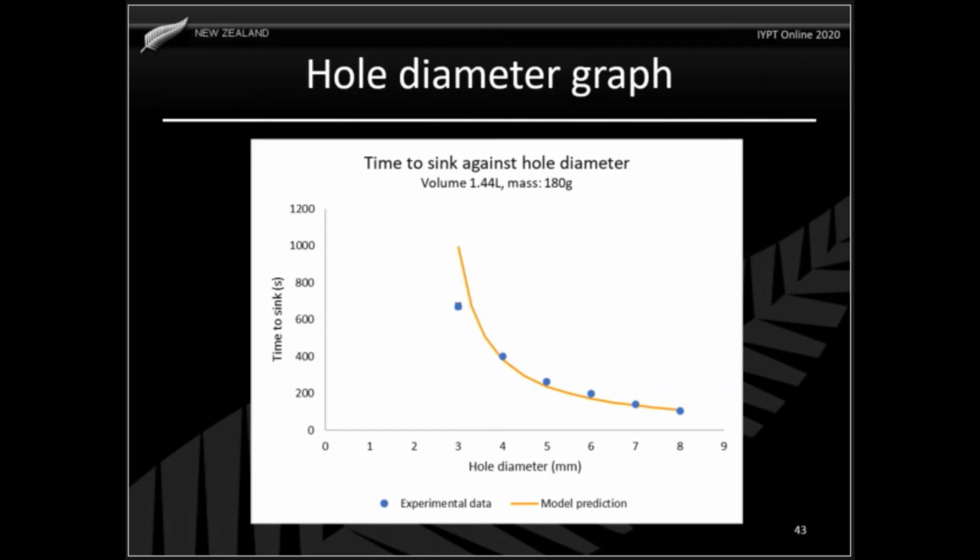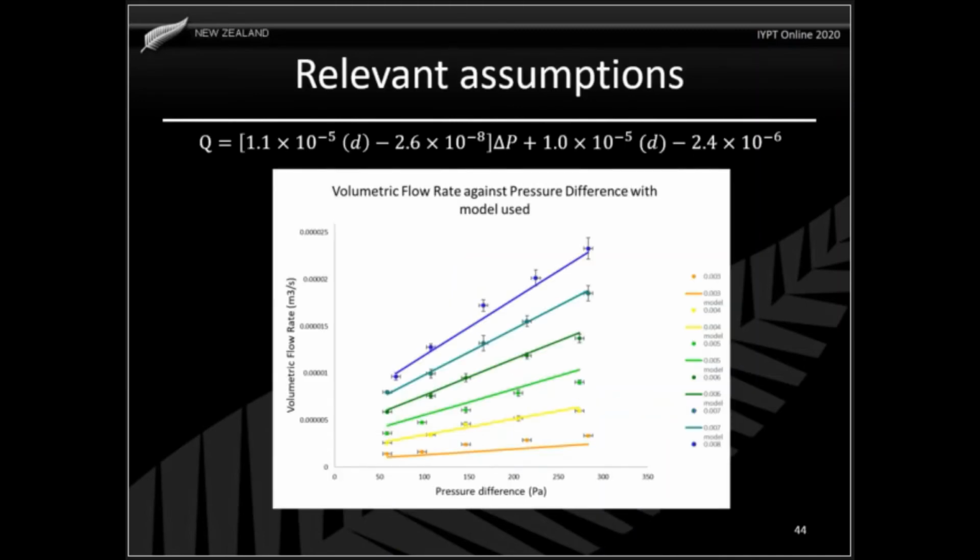This graph shows that as hole diameter increases, the time to sink decreases. The model predicts the time to sink well for hole diameters above 4 mm, but overestimates the time to sink for the 3 mm hole. The reason the 3 mm hole is overestimated is due to how the model calculates the flow rate for a given pressure difference. The lines are the relationship the model uses for each hole diameter, and the dots are the experimental values. The orange is the 3 mm holes, and you can see that the model consistently underestimates the flow rate for a given pressure difference, so will overestimate the time to sink.